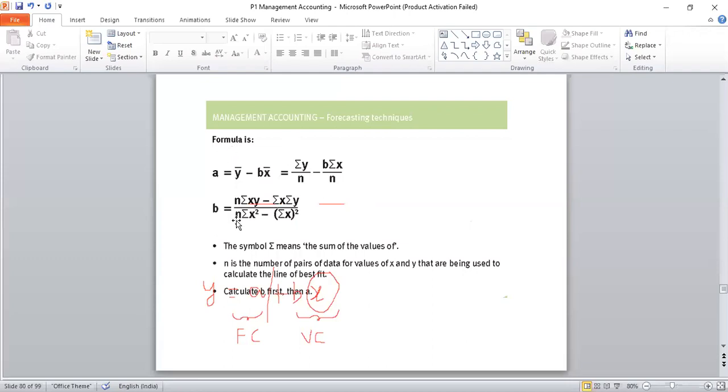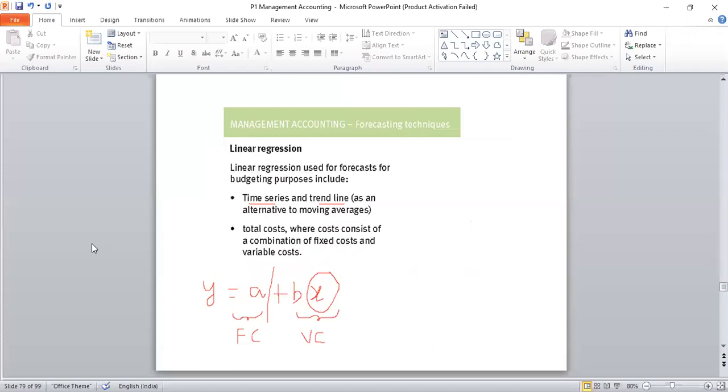First, a and b are to be calculated. Now, a is fixed cost, b is variable cost per unit. Variable cost per unit is multiplied by the output, the number of units, to find out the total variable cost. So, total fixed cost plus total variable cost is equal to total cost. So, these are the two techniques.